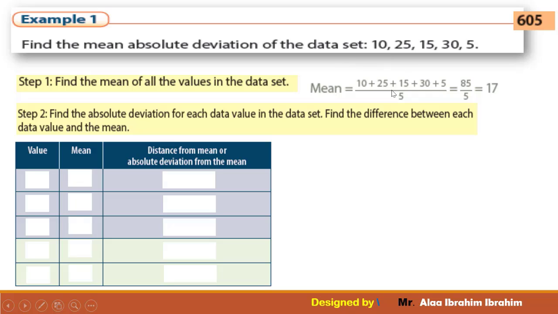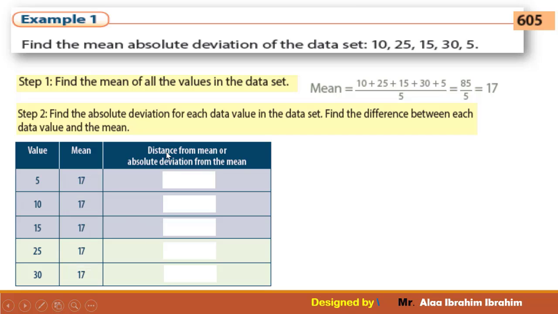So we write all the values like this. We start with 5, we arrange them: 5, then 10, 15, 25, and 30. If you don't like to arrange them in order, it doesn't matter, but it will be good if you arrange them like this. Now we're going to use the mean. The mean we already found is 17, so in all these places I will write 17.